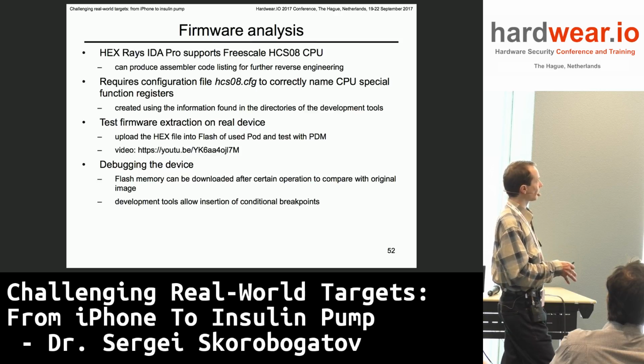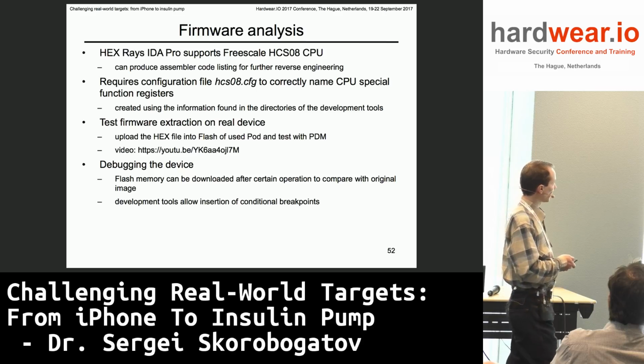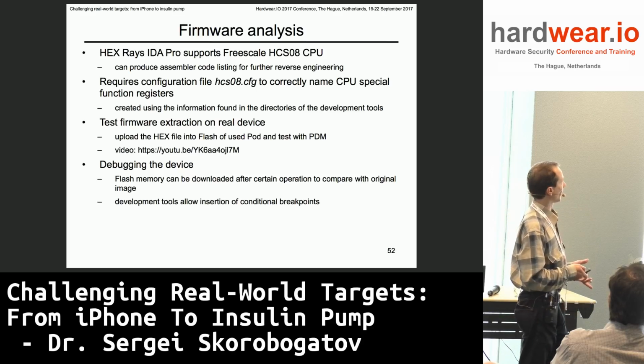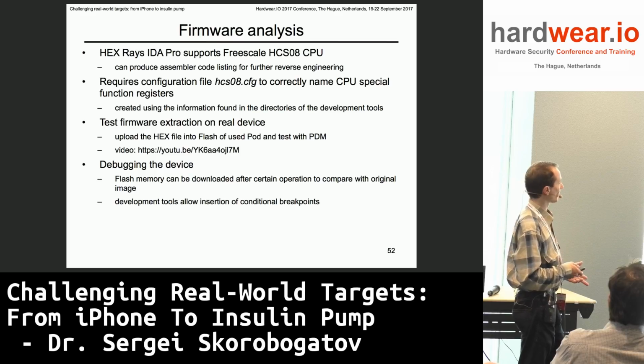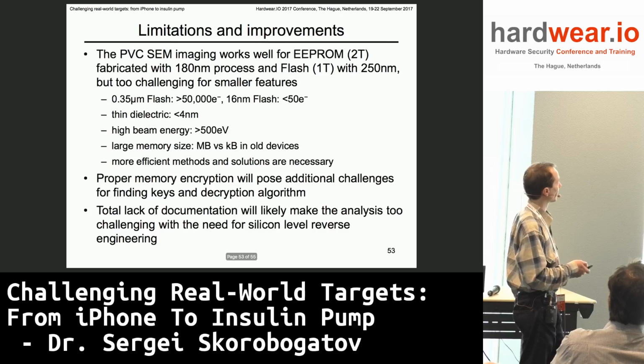simple computer for controlling the pump, and ideally they want to use a smartphone to connect the glucose monitor with the pump. And also I also looked at the flash memory contents after the device operation to see what changes are made to the flash memory. And there are certain limitations for the memory extraction process I used.